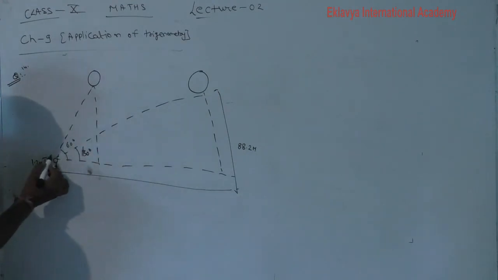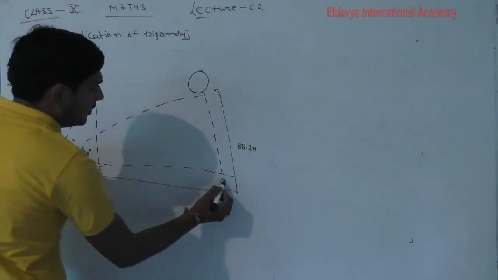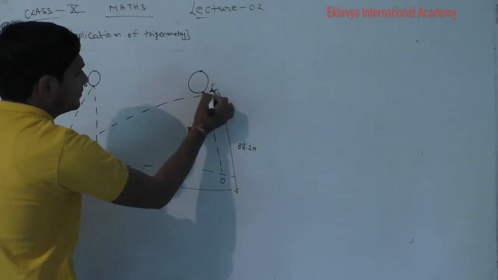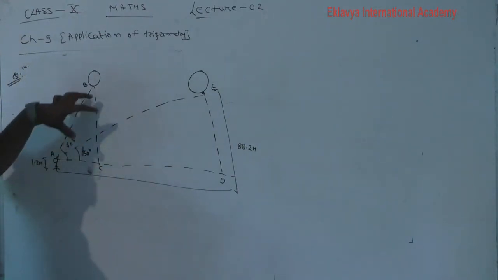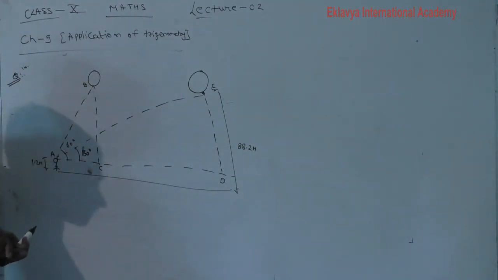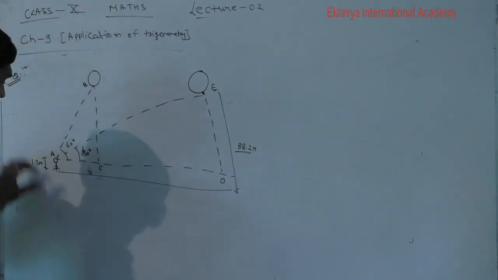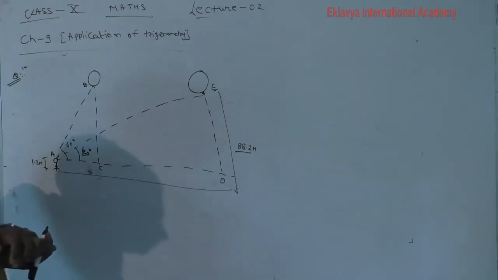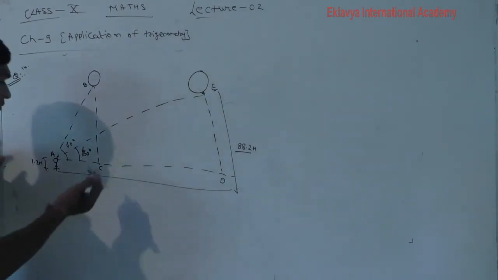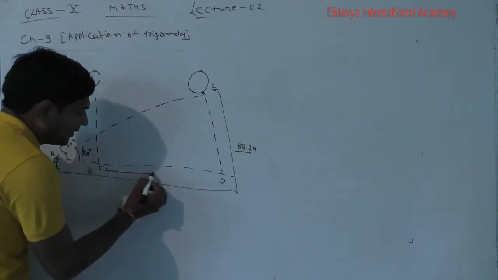Now giving the names point A, point B, point C, point D and point E. In the starting, students, the balloon is present here, and the angle of elevation is 60 degrees. After some time the balloon moves forward, and the angle of elevation decreases to 30 degrees. The height of the balloon from the ground is 88.2 meters and the height of the boy is 1.2 meters. Then find the distance between the two balloons, that is x.